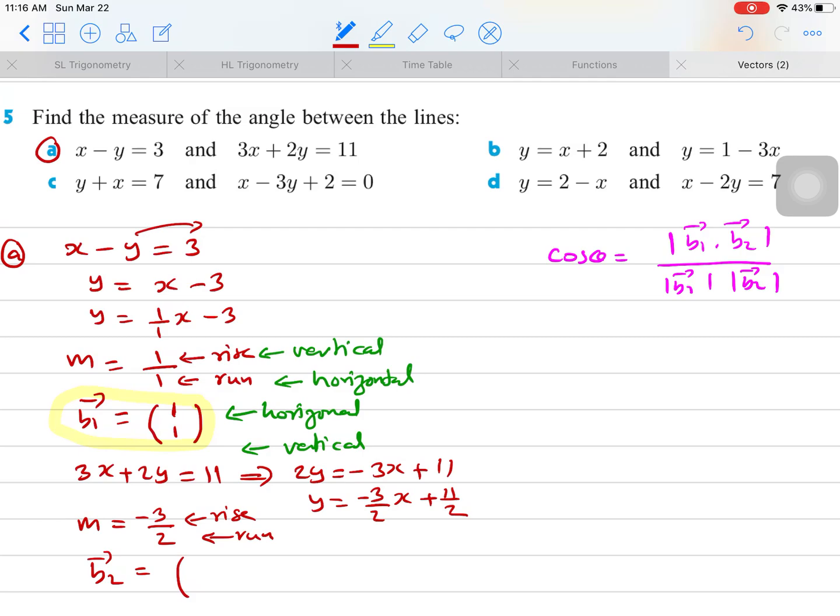First, the horizontal. Horizontal is run, which is 2. Then vertical. Vertical is minus 3. So that is my b2 vector. Again, first comes horizontal, and horizontal means run. Then comes vertical, and vertical means rise. So that's how I have 2, minus 3.